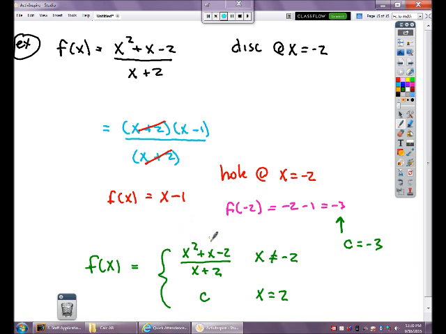So I can use the original function, x squared plus x minus 2 over x plus 2, everywhere except -2, and then some value c, where c is -3, at x equals -2, the point of discontinuity. You'll see a question like this phrased in green that says, find the value of c. Well, we went about that in the reverse process.